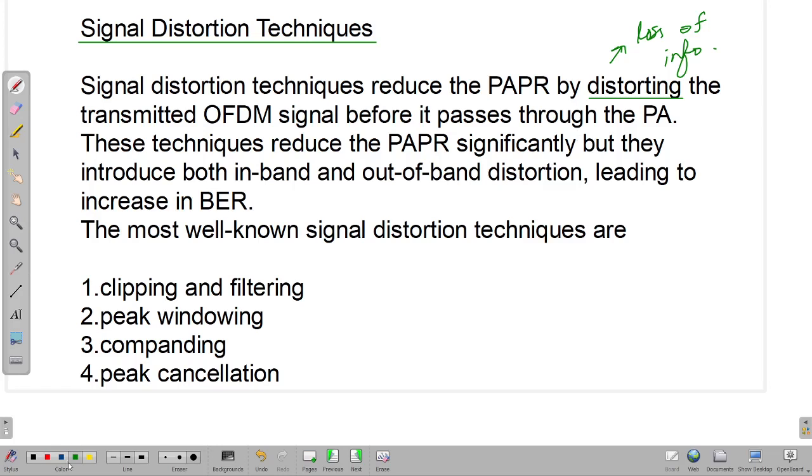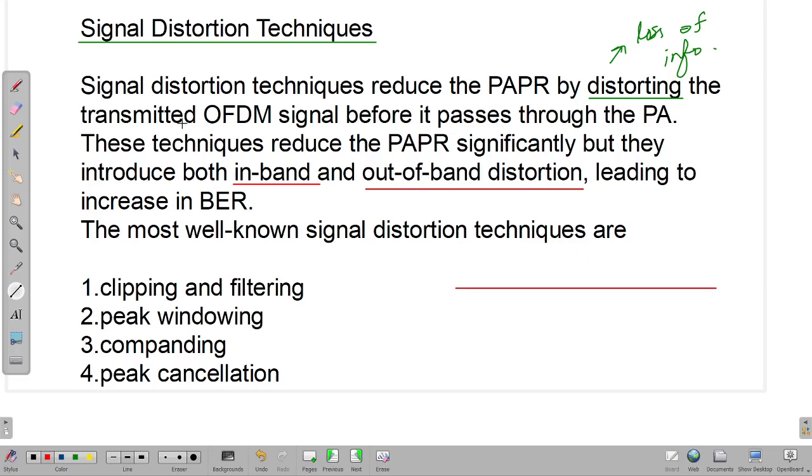But they introduce in-band and out-of-band distortion, which leads to an increase in bit error rate. In-band distortion means distortion within the OFDM signal bandwidth. Out-of-band is distortion that happens outside the bandwidth.